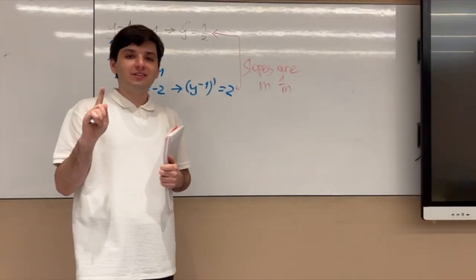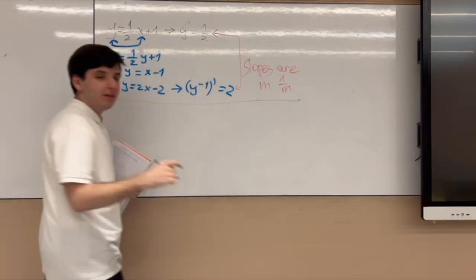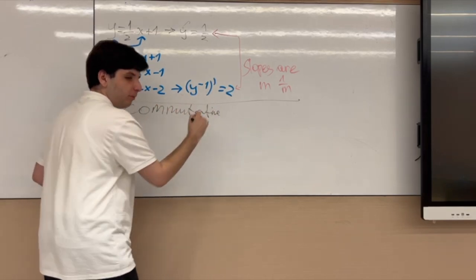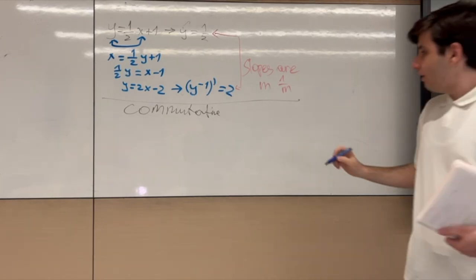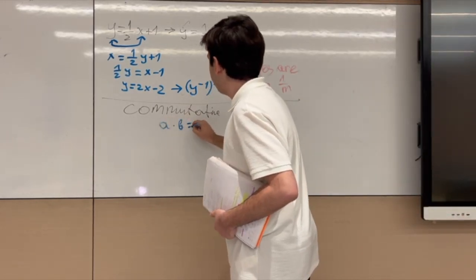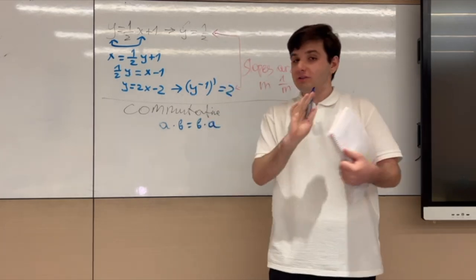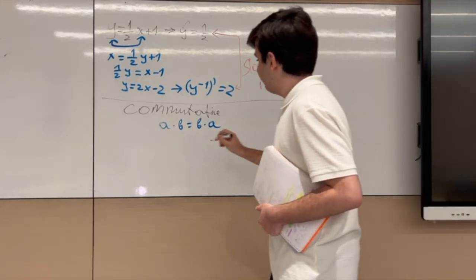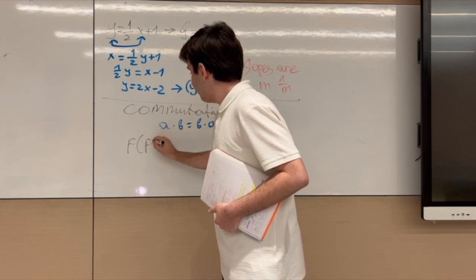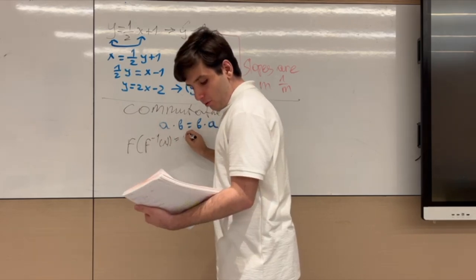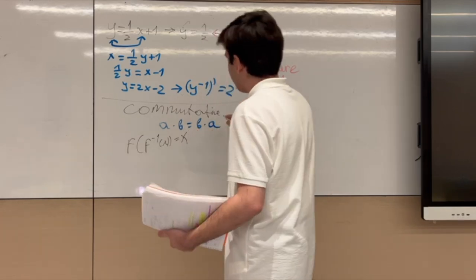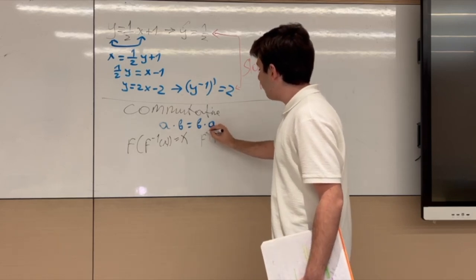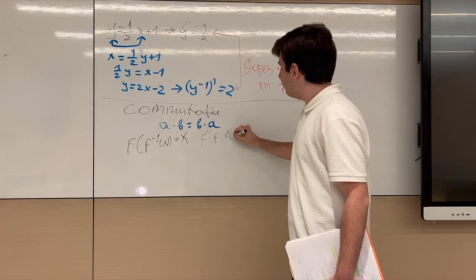I will share with you something that I have learned while preparing. Inverse functions are commutative in a sense. What does it mean? For example, for a and b, a times b is equal to b times a. This is commutative because order doesn't matter at all. And how do we implement this here? We get f of f inverse of x is equal to x, or basically, the order doesn't matter, f inverse of f of x is equal to x.